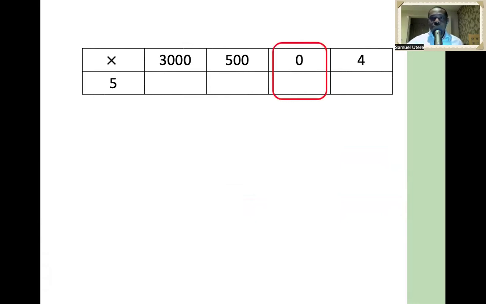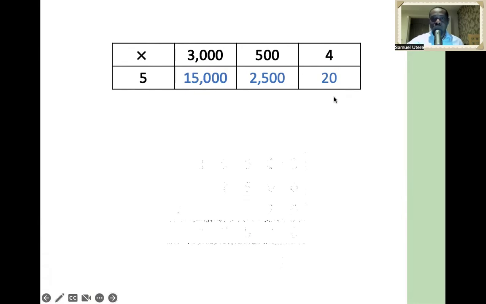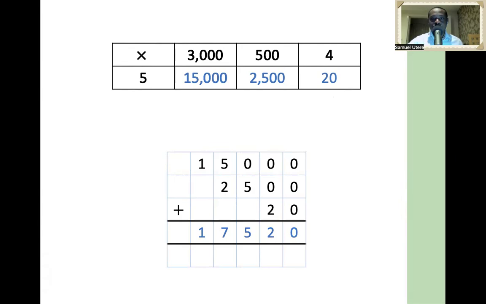Now, if we do that, we don't really need to write 0, because anything we multiply by 0 is 0, so we can ignore that. So this becomes 3,500 and then 4. When you multiply them, we can now add these. We add these and then we get that number. You see? So by adding these up, we get this. So this is another way of doing a formal method of multiplying integers.